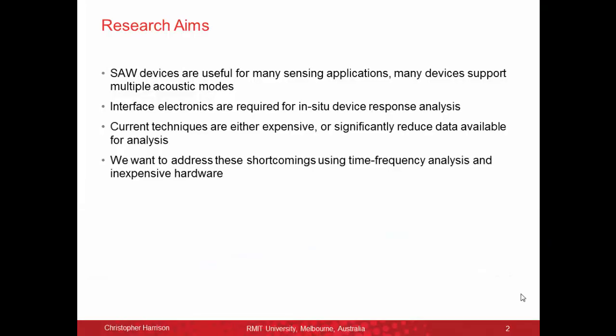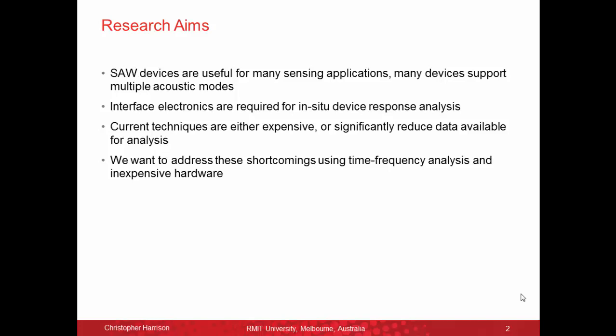Just to break that down a bit, what we're doing is using these microacoustic devices called SAW devices. They're used in a wide range of sensing applications, and they usually support multiple acoustic modes going through the substrate. At the moment, when we use those devices for sensing applications in situ, we need some interface electronics to support them. And at the moment, you have to choose between having a very expensive system, which gives you all sorts of information, or going much simpler and significantly reducing the amount of data you've got to analyze.